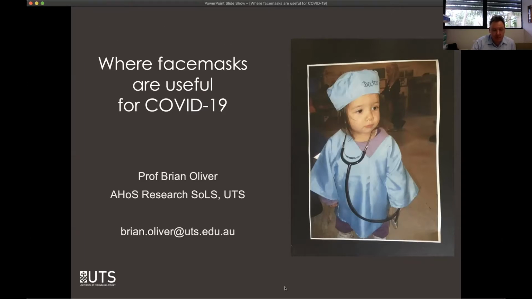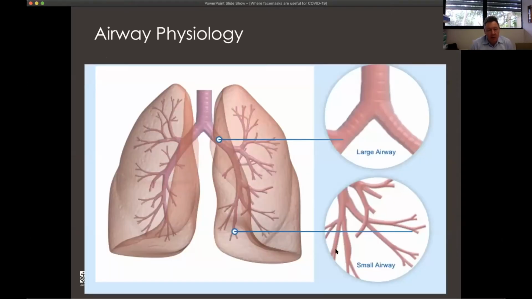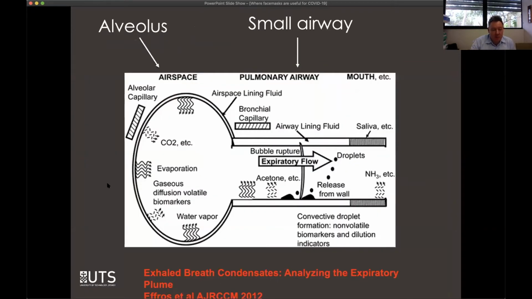So in order to be able to tell you about face masks and their utility, I do need to explain a little bit of airway physiology. Simplistically speaking, we have our trachea, which is our windpipe, quite a big tube. Then these tubes get progressively smaller, and we're not very inventive in respiratory, so we call the big ones the large airways, and the small ones the small airways. The small airways become so small that we can only visualize them using a microscope, and they are the site of all the action in respiratory.